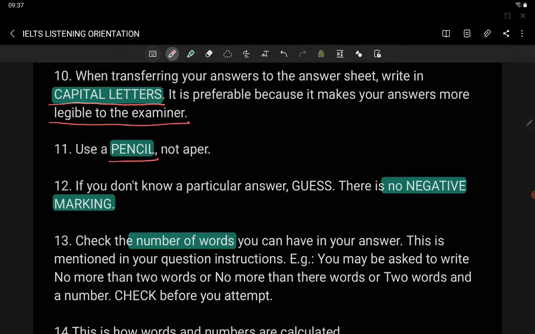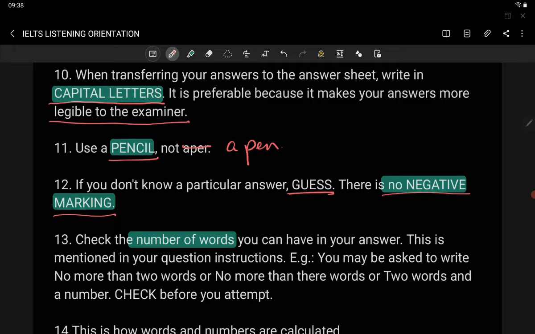Use a pencil and not a pen. Okay, so you must use a pencil in this test. You can erase lightly in your answer sheet also. If you don't know a particular answer, please guess it. For example, if you've accidentally missed something or you were confused, you have a vague idea, just guess it because there is no negative marking.